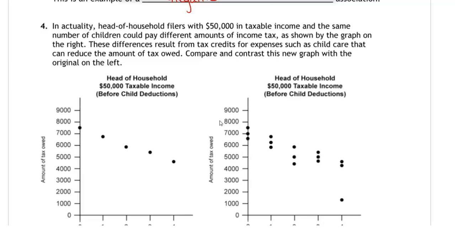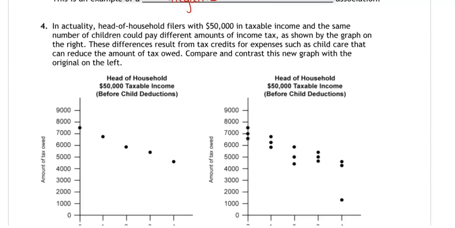Here's the question that we've got here. It says, in actuality, head of household filers with $50,000 in taxable income and the same number of children could pay different amounts of income tax, as shown by the graph on the right. These differences result from tax credits for expenses such as childcare that can reduce the amount of tax owed. Compare and contrast this new graph with the original graph on the left.